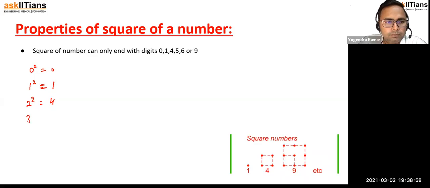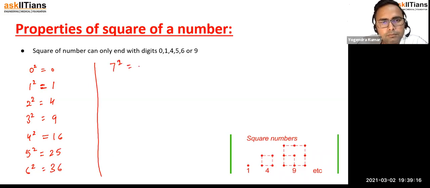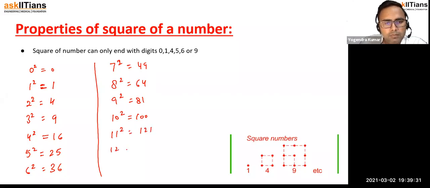2 square is 4, 3 square is 9, 4 square is 16, 5 square is 25, 6 square is 36. Let me do more here. 7 square is 49. 8 square is 64. 9 square is 81. 10 square is 100. 11 square is 121. 12 square is 144. 13 square, 169. 14 square.